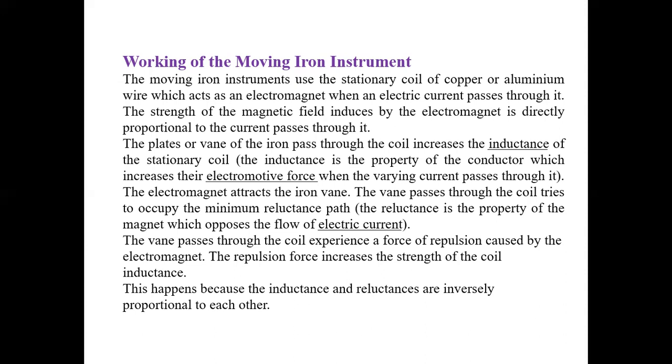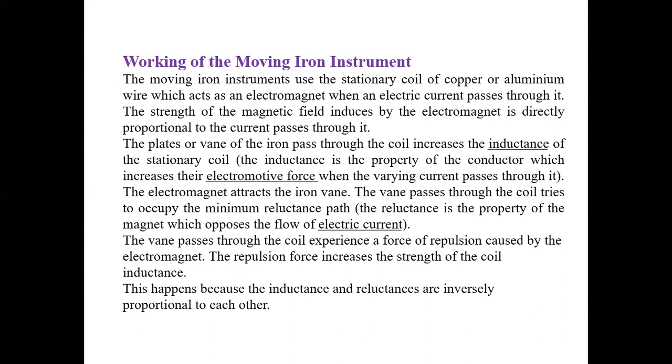The electromagnet attracts the iron piece, and this iron vane passes through the coil. A low reluctance path means having high permeability. The reluctance is the property of the magnet which opposes the flow of flux or the flow of electric current.